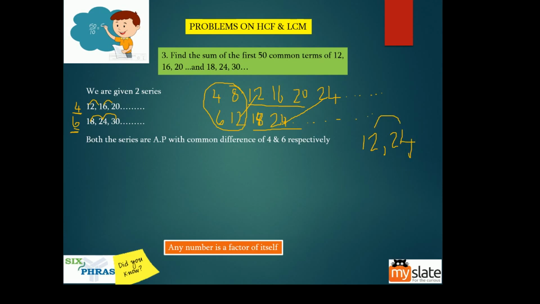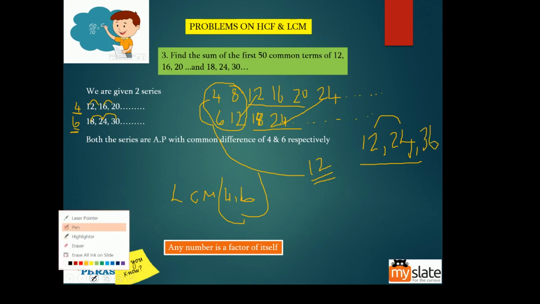The common difference of the common series is 12. Now how did this 12 come about? This 12 came about because this 12 is the LCM of 4 and 6. So the LCM of 4, 6 is 12. That is the reason why I wrote it like this. I wrote all the multiples of 4, I wrote all the multiples of 6, and I took the least common multiple. So 12 is the least common multiple of 4 and 6. So here this is the series 12, 24, 36, and the common difference is 12. Using that you can easily find the answer.